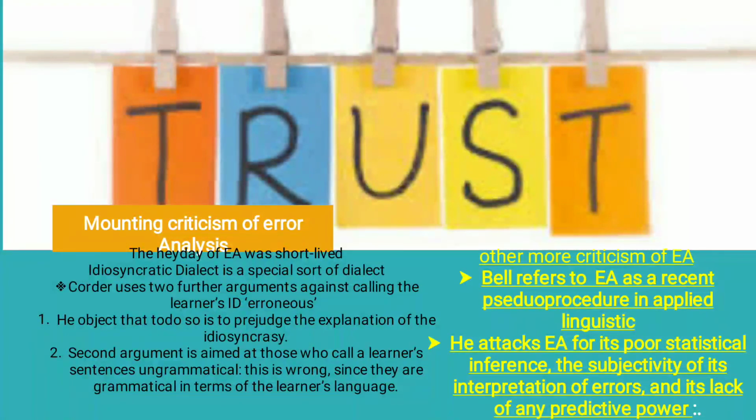Mounting criticism of error analysis. The heyday of error analysis was short-lived. Idiosyncratic dialect is a special sort of dialect. Corder used two further arguments against calling the learner idiosyncratic erroneous. First, he objects that to do so is to prejudge the explanation of the idiosyncrasy. Second, the argument is aimed at those who call a learner's sentences ungrammatical. This is wrong, since they are grammatical in terms of the learner's language.